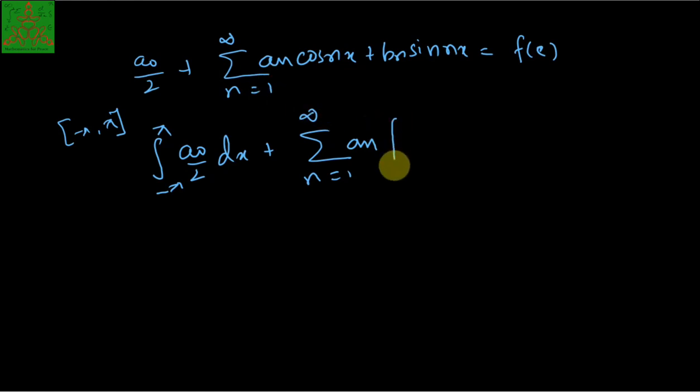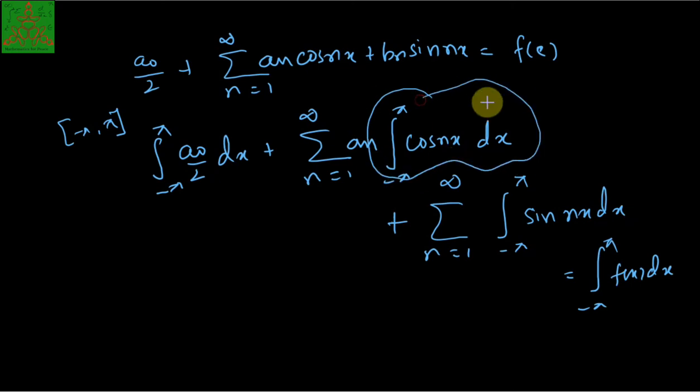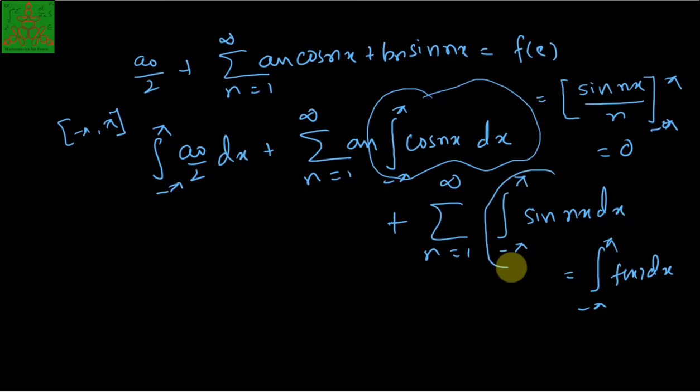So that's why this integration I can take inside. If it is not uniform convergence, we cannot do that in general. So we can write this as the integral from minus pi to pi of f(x) dx, plus the other terms. Now this quantity will become 0, which you can check, because the integration of cos nx is sin nx upon n. We apply the limit minus pi to pi; sin n pi is 0, sin minus n pi is also 0. So that is also a 0 answer. Here is also a 0 answer for any n from 1 to infinity. So only one quantity is left.